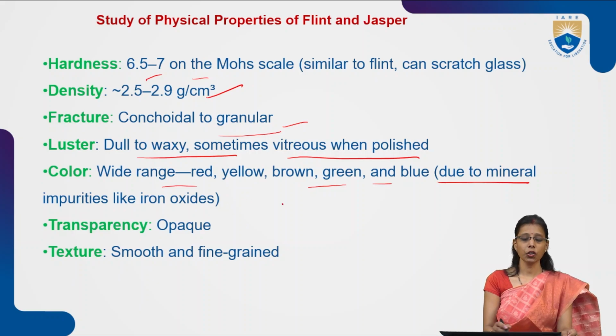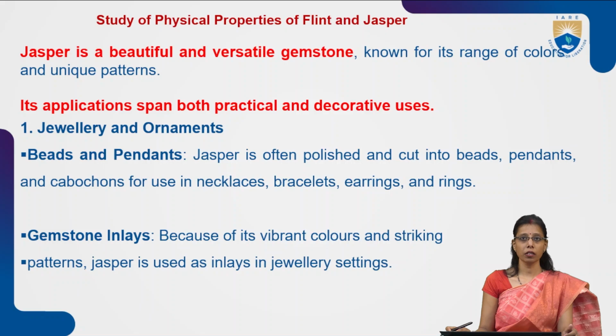So it has a range of colors like red, yellow, brown, green and blue. These are the various colors we see here, due to mineral impurities like iron oxides. Transparency here is opaque, and the texture is smooth and fine grained. Now jasper is a beautiful and versatile gemstone. We call it a gemstone because it has different colors and looks like jewelry, known for its range of colors and unique patterns.